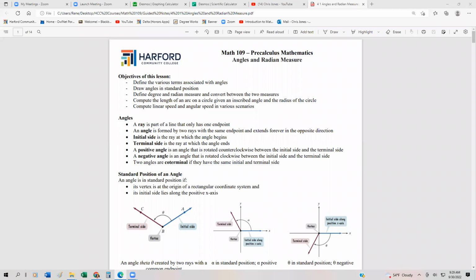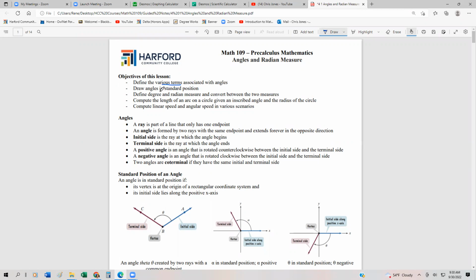In this video, we're going to start going through some of the rudiments of trigonometry, and this is going to be one of the large sections that we study throughout our pre-calculus course. So in this section, we're going to start by defining angles. Essentially, we're going to build up our vocabulary with angles, and we're going to define the various terms.